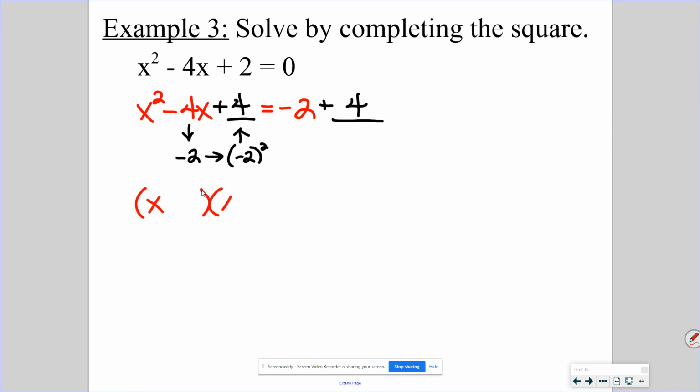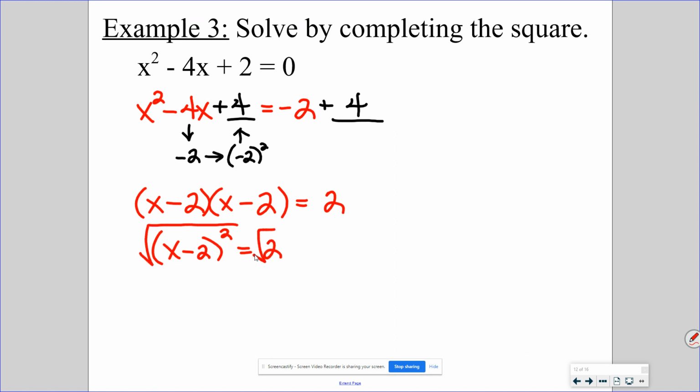Okay, now if everything works out correctly, I should be able to factor this and the parentheses should match. So what times what equals 4 that adds up to 4? Well, that would be 2 and 2. But we want a -4, so we're going to make them both negative. On the right side, we are going to have +2. And then since the parentheses match, I can write this as x minus 2 quantity squared. And now we can square root both sides to solve for x. So we're going to have x minus 2 is equal to plus or minus radical 2.